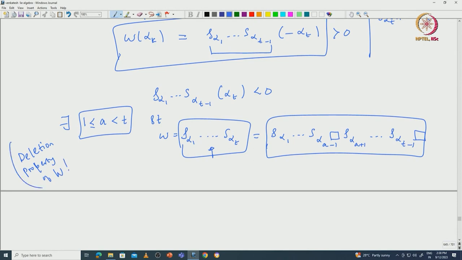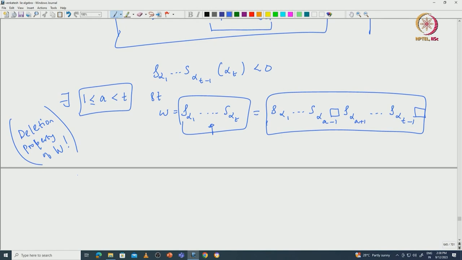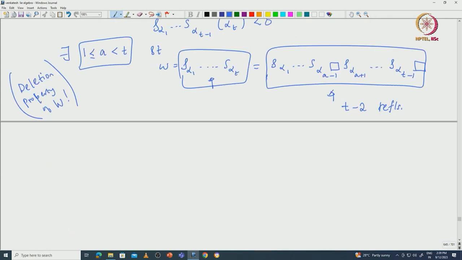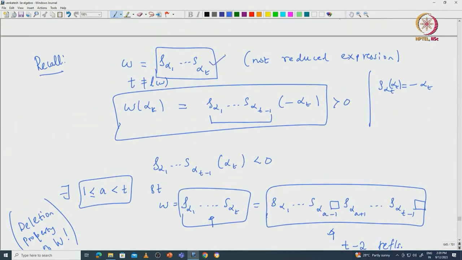Now, this expression has exactly t minus 2 reflections. If this is again not reduced, for example, if length of W is not t minus 2, then again we will be able to find some indices so that we can remove them from this expression and get W as a product of the remaining simple reflections. This way, every time we remove two reflections from the expression, and finally we obtain a reduced expression of W. So, what it proves is that you can start with any expression of W, and by removing some reflections from it, we will be able to obtain a reduced expression of W. That is what this observation tells.